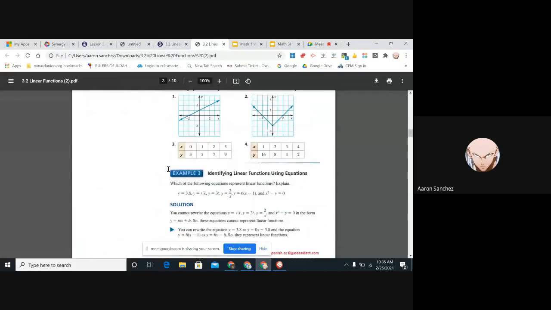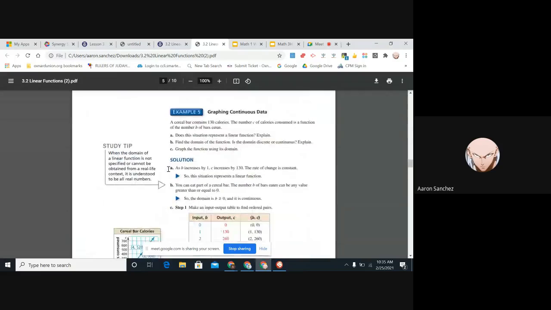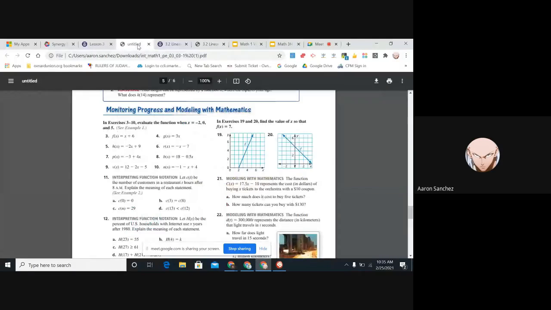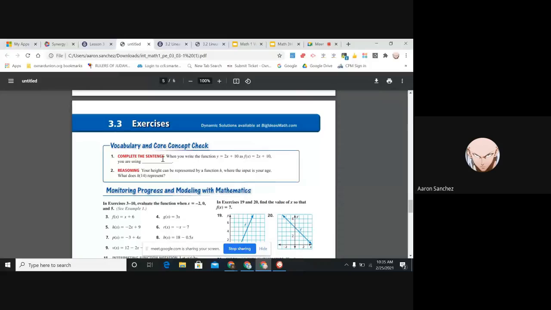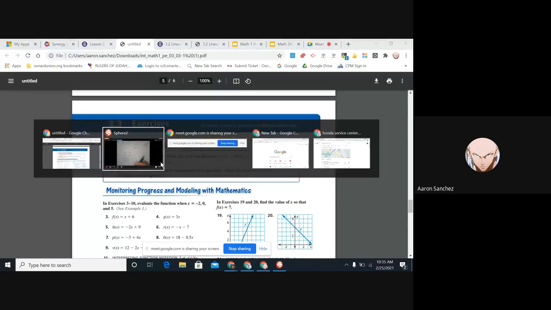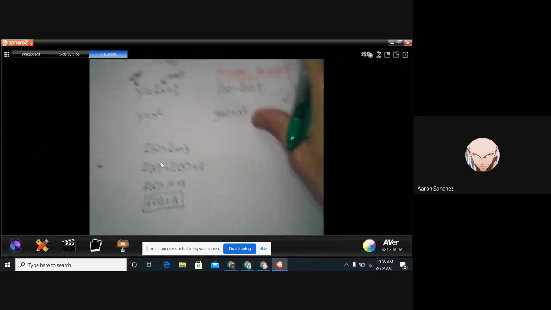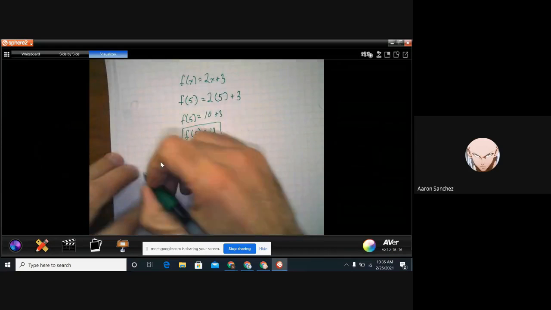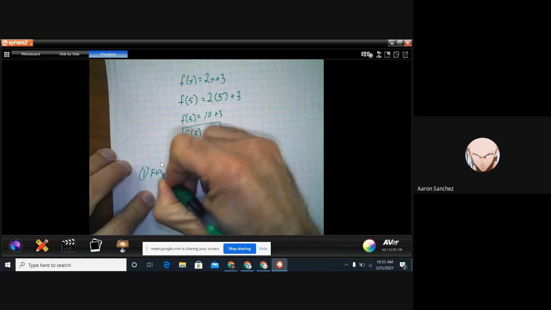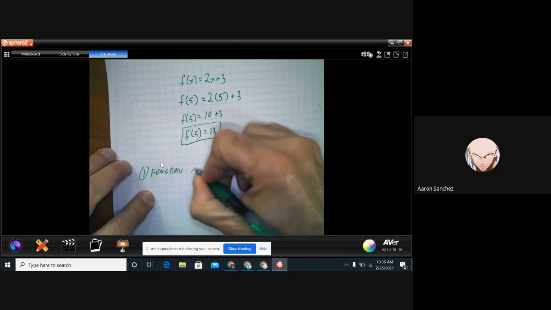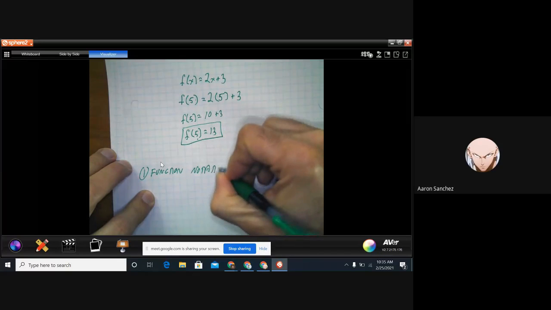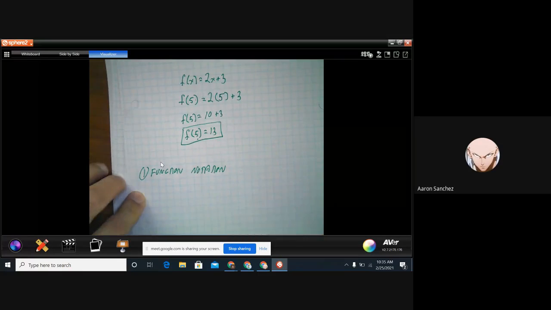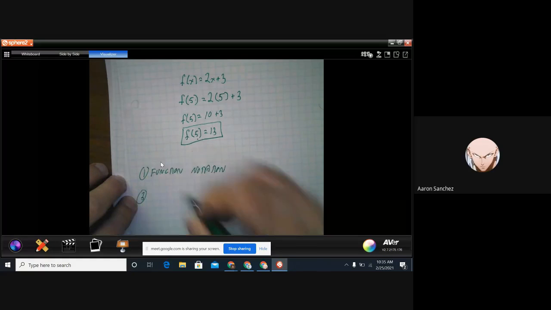Okay, let's get started on this assignment. 1 through 17 odd. Okay, let's nail this thing out here. Number 1: when you write function notation, y equals 2x plus 10, as f of x equals 2x plus 10, what are you using? It's called function notation. Okay, so that's number 1. Let's go on to 3.